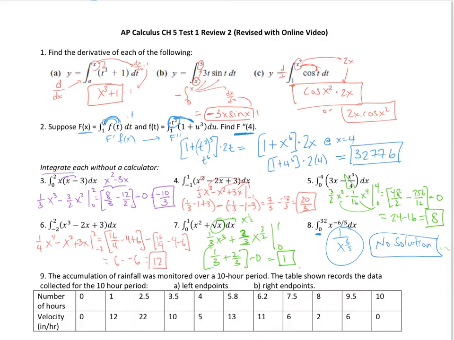Okay, so always double check your bounds to make sure they work before you start to integrate. That way you don't waste time, because by hand you often will get an answer. If you're using a graphing calculator, it'll give you no solution, it'll give you an error, but by hand sometimes you will get an answer, and that answer is wrong because it's really no solution.